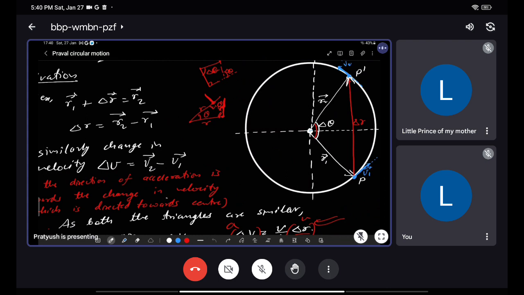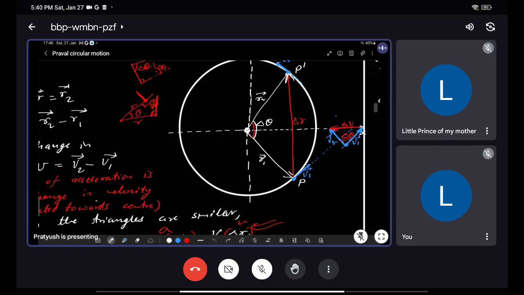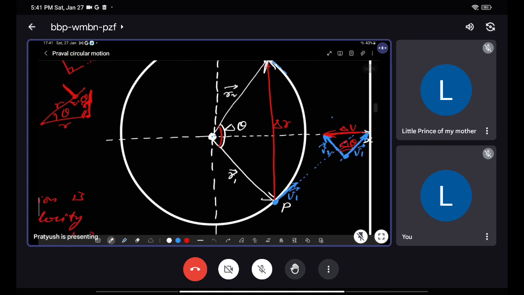Similarly, the change in velocity, see the tangential velocity. What is the tangential velocity? Tangential velocity will be V1 and V2, which are perpendicular to R1 and R2 respectively. So we are drawing this triangle of V1 and V2. Change in velocity will be V2 minus V1. And this V2 minus V1 will be in the direction of the center.